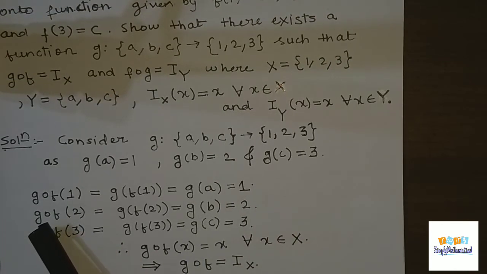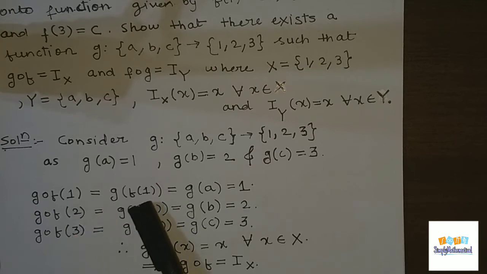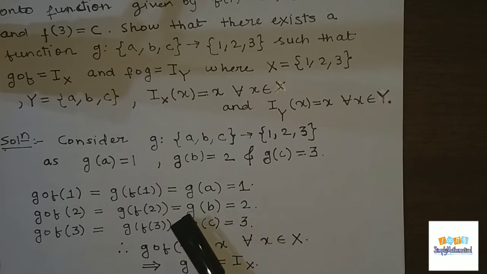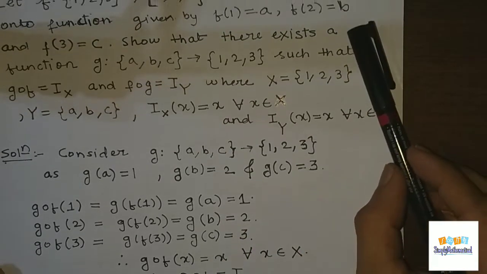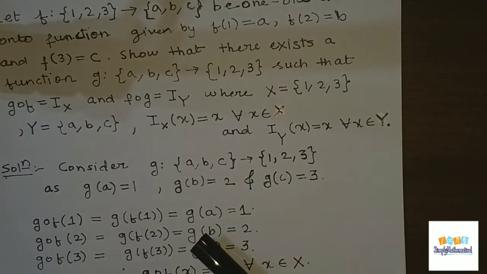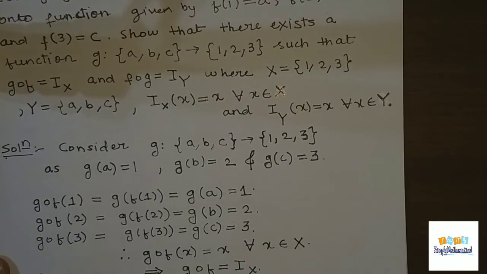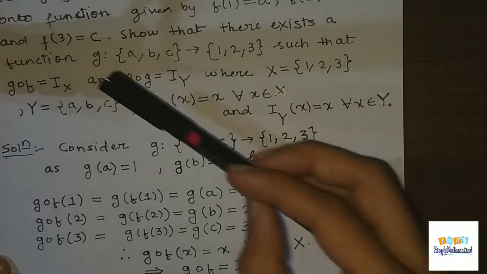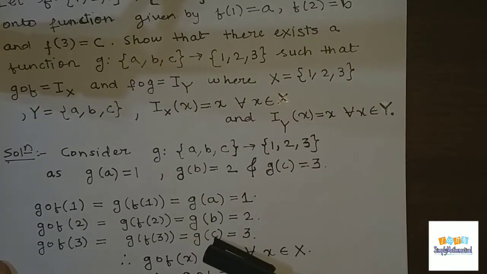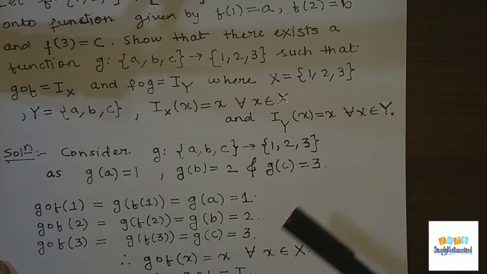Now look at the next value. g composition f at 2 is equal to g of f of 2, which will be equal to g of b, because f of 2 is b here, and g of b is 2. Now look at g composite f at 3, which is equal to g of f of 3. f of 3 is c, so g of c, which is equal to 3.